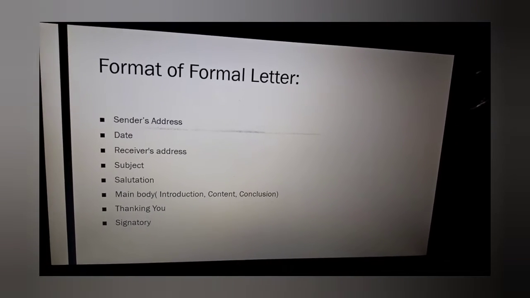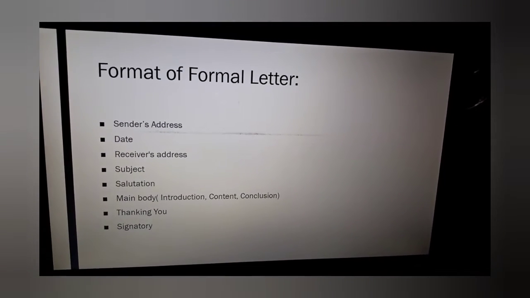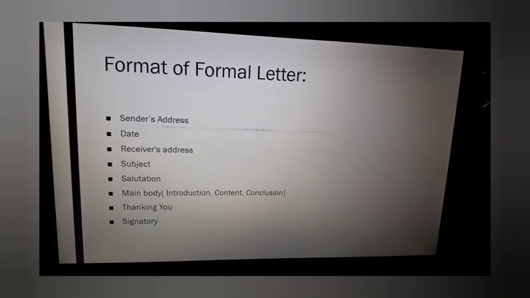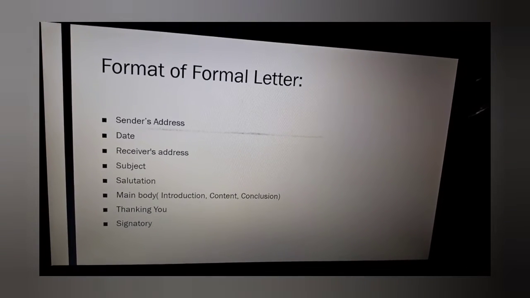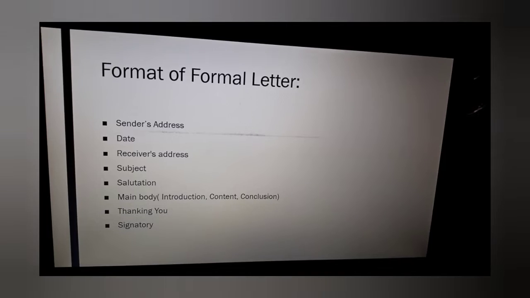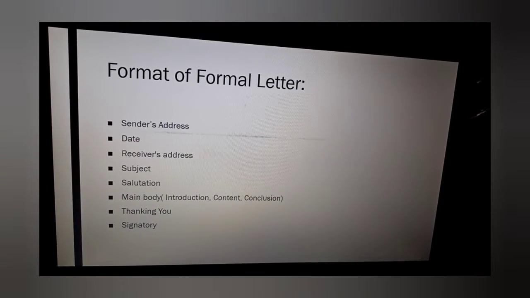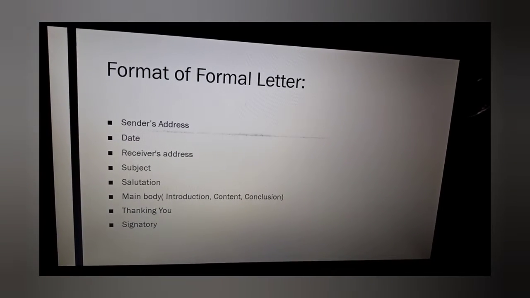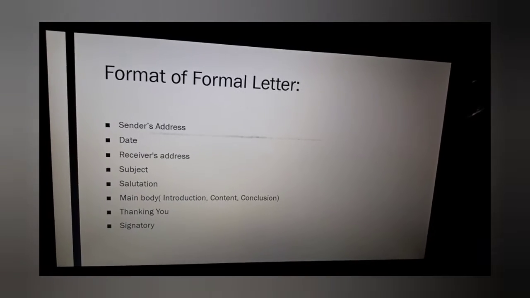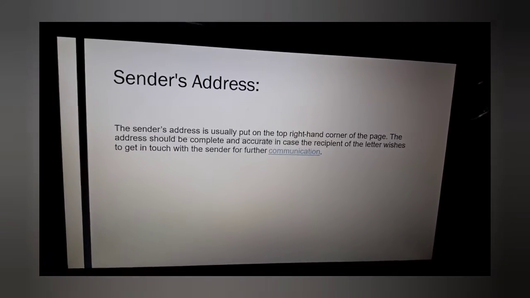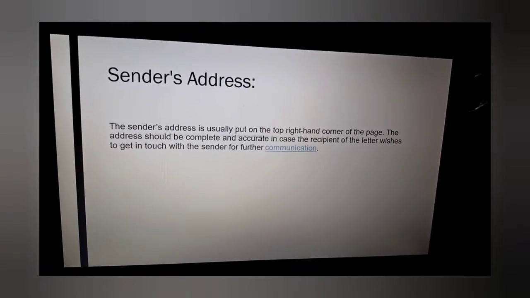Format of a formal letter. A formal letter includes the sender's address, date, receiver's address, subject, salutation, main body (introduction, content, conclusion), thanking you, and signatory.